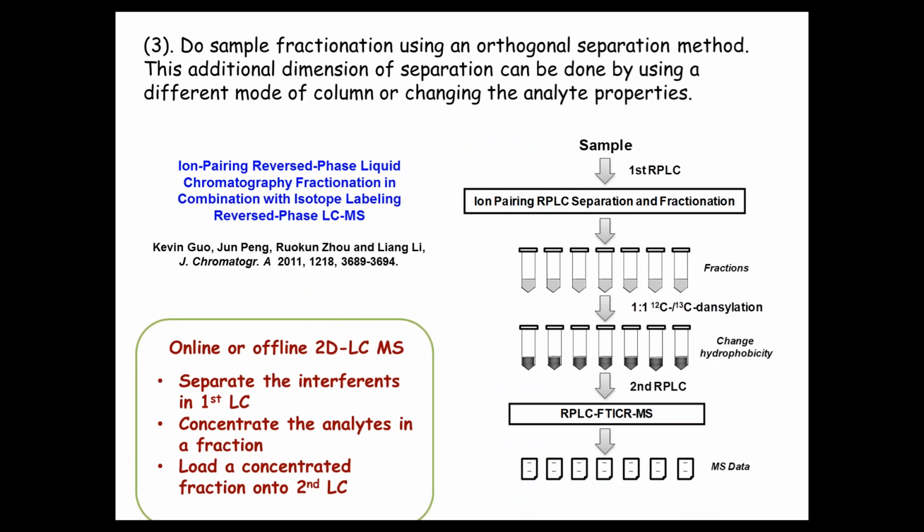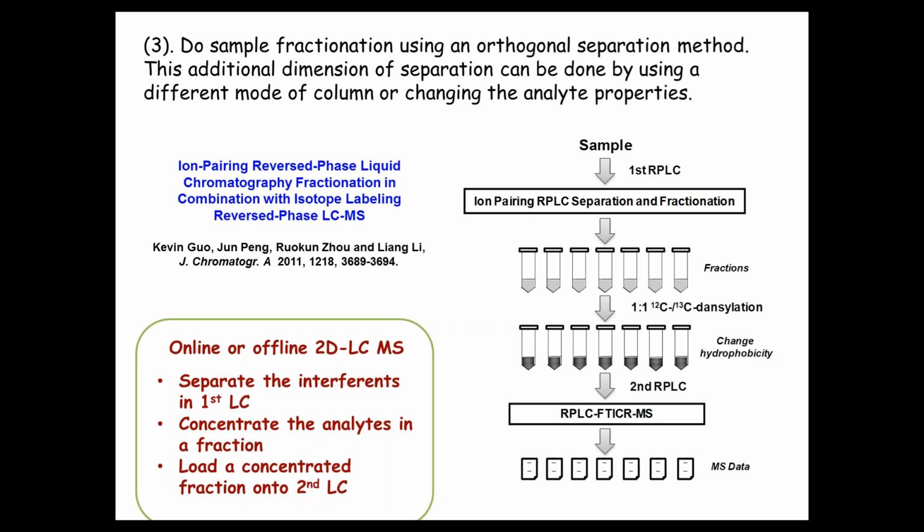To increase the analyte concentration and reduce ion suppression and MS peak overlaps, we can do sample fractionation using an orthogonal or near orthogonal separation method. The additional separation can be performed by using a different mode of column or changing the analyte properties, such as changing the pH of the solution or even carrying out chemical derivatization.